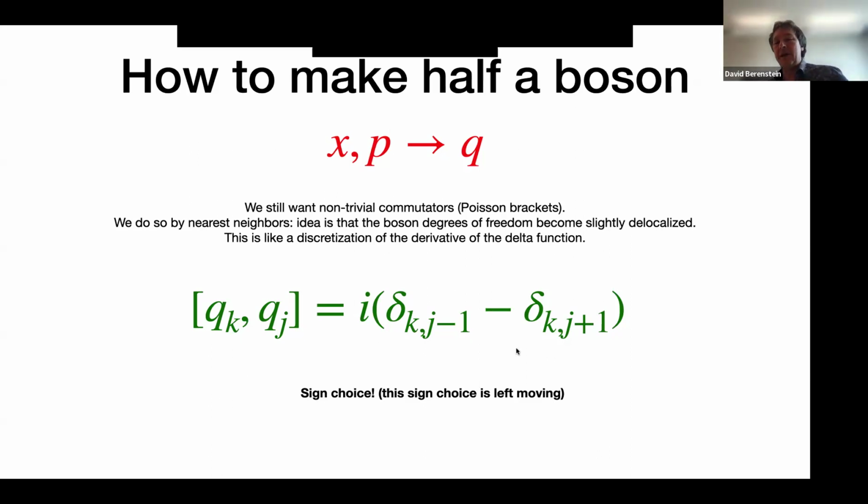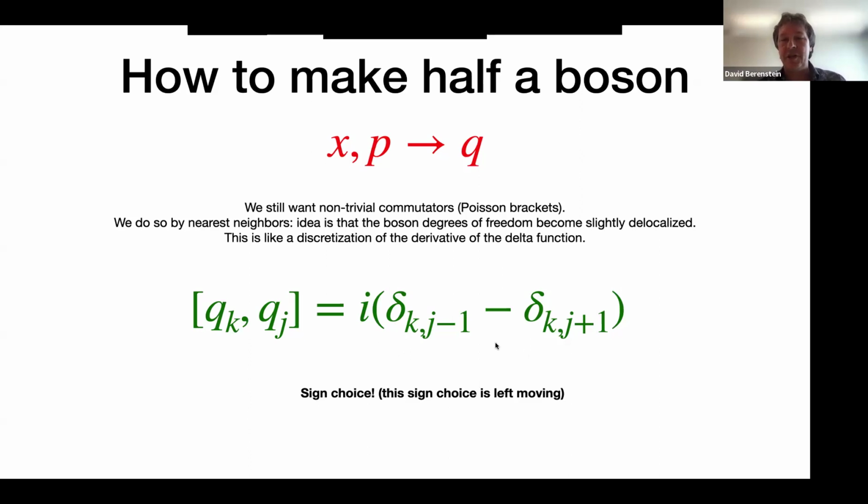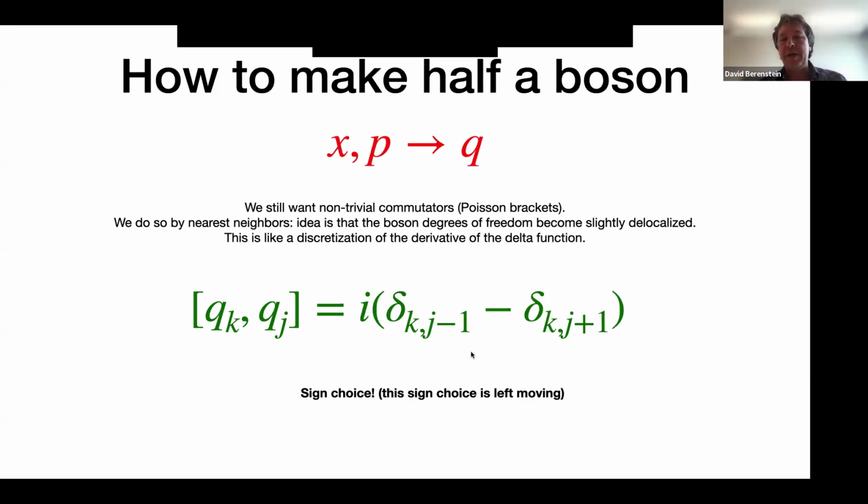And then the really important thing is that this Poisson bracket looks like a derivative of the delta function in discretized form, where this would be like a discretization of the derivative of the delta function, where you're just talking to the 2 nearest neighbors. Okay.